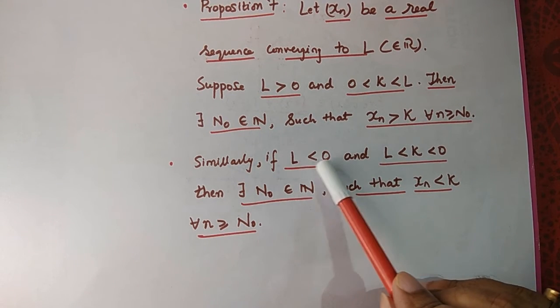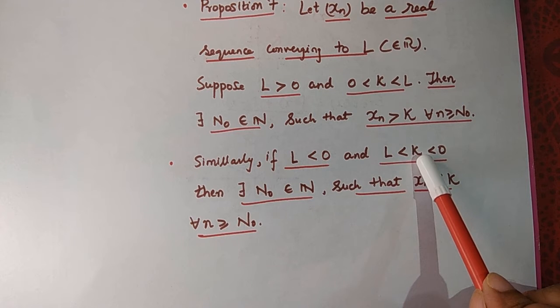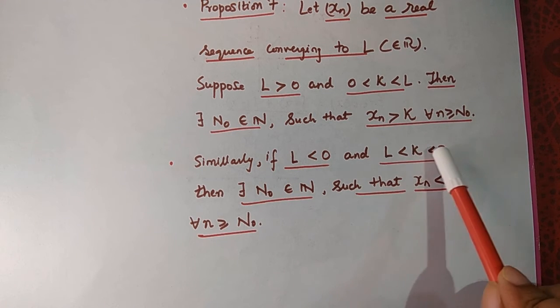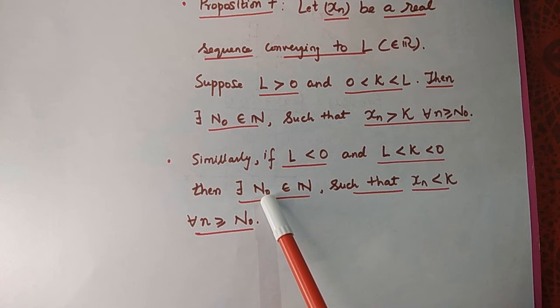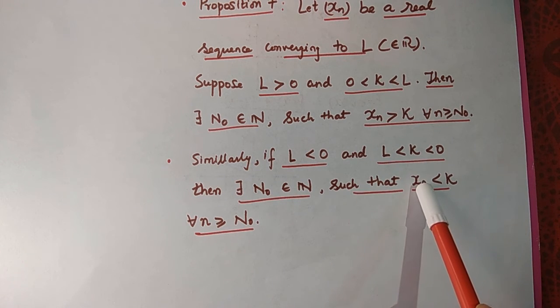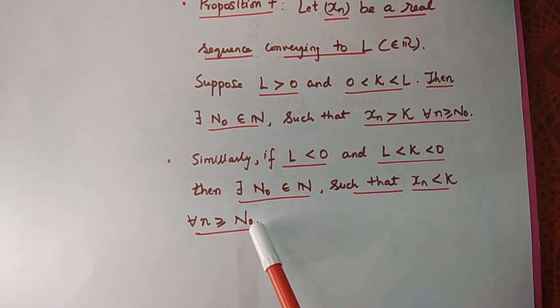Similarly, if L is strictly less than 0, and k is some number between L and 0, then there exists a natural number n naught such that xn is strictly less than k for all n greater than or equal to n naught.